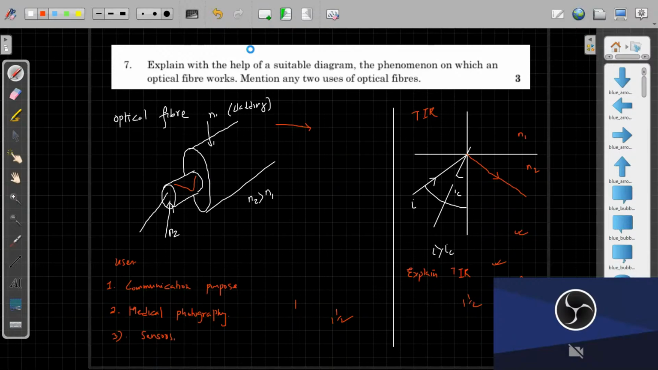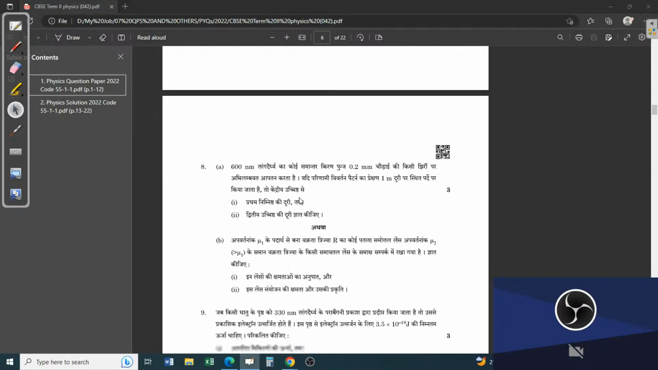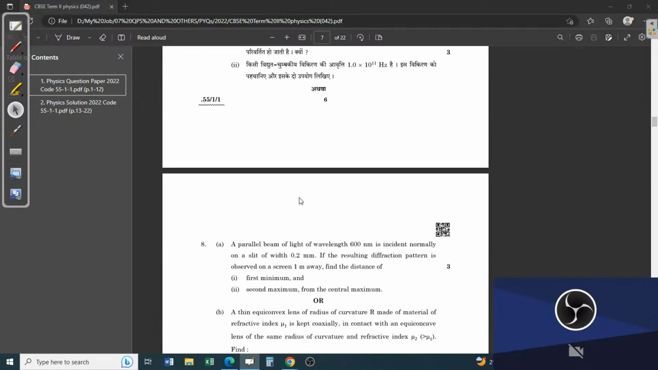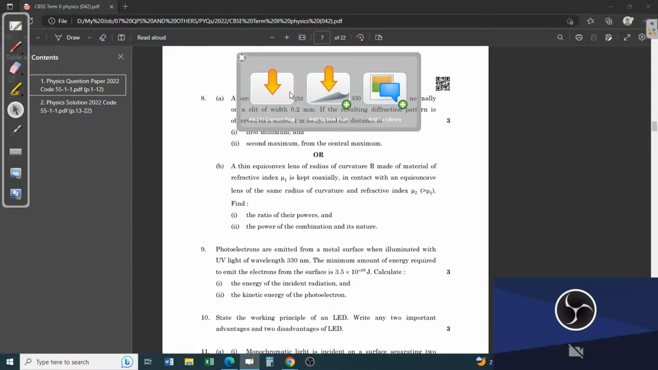So next, let us see question number 8. A parallel beam of light of wavelength 600 nanometer is incident normally on a slit of width 0.2 millimeter. The resulting diffraction pattern is observed on a screen 1 meter away. Find the distance of the first minima and second maxima from the central maxima. Okay, let us see this.